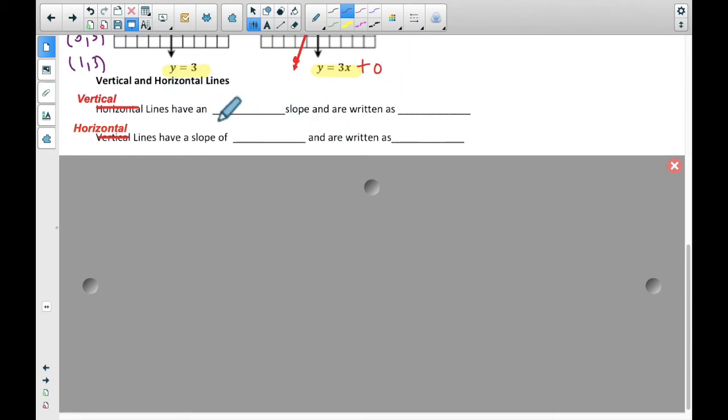Vertical lines have an undefined slope. And there was a typo, so please change these. This used to say horizontal. We're going to change it to vertical. This used to say vertical. We're going to change it to horizontal. We could have just gone with it, but the grammar was going to be off, and that would drive me crazy. So vertical lines have an undefined slope and are written as x equals a number, whereas horizontal lines have a slope of 0, and they are written as y equals a number.